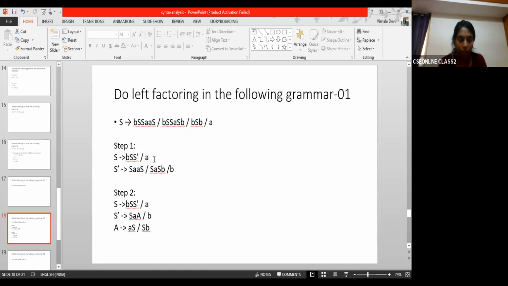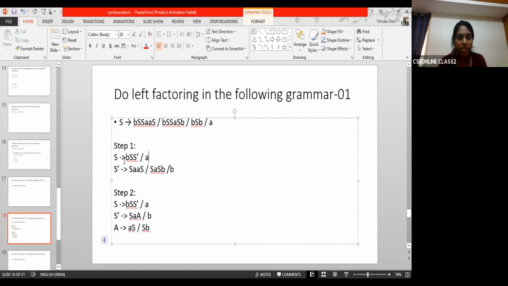So step 1, you see here. S derives, I have removed the longest prefix which is BS, and for the rest of the portion we are introducing a new variable, let it be S dash, right? And the other rule A we have included as it is. I hope you have no doubt in understanding the first rule.